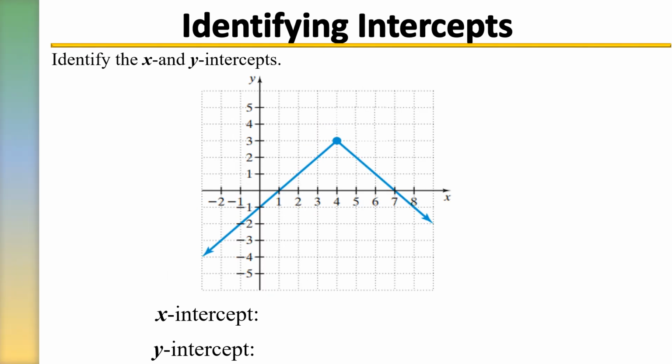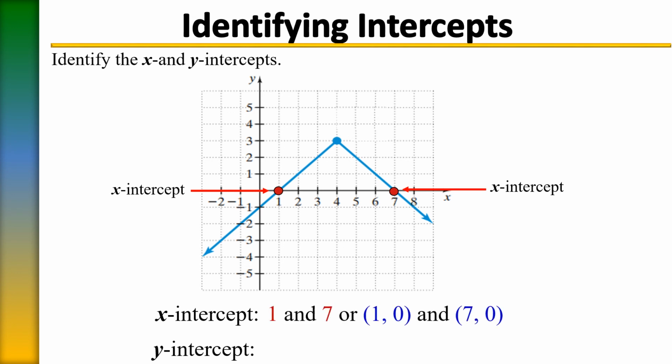How about this one? What is the x-intercept? Again, you should have identified that there are two of them, two places in which it crosses or touches the x-axis. We can give its location, it's at 1 and 7, or we can give its specific location in terms of an ordered pair.